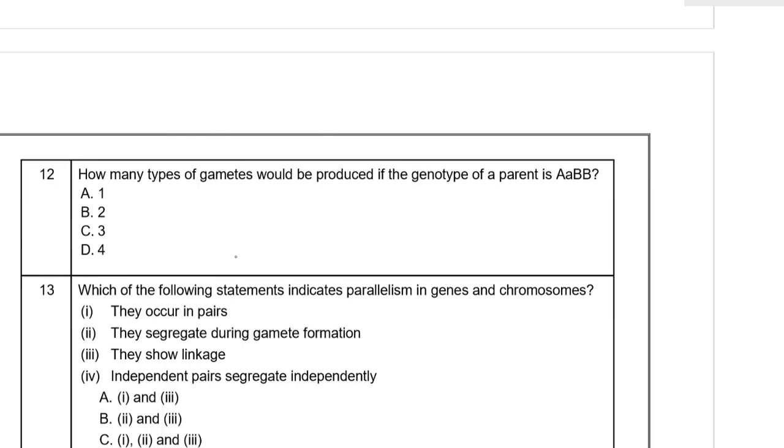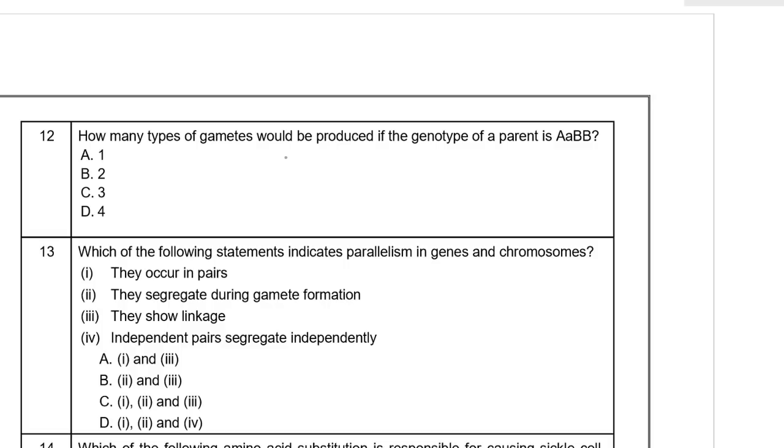Question number 12. How many types of gametes would be produced if the genotype of a parent is AA, small a, and BB? So you need to find out how many gametes are produced. So if we talk about the gametes, here one would be AB, and one would be aB. Okay, so we would get only two gametes. That is, option B would be the correct answer.